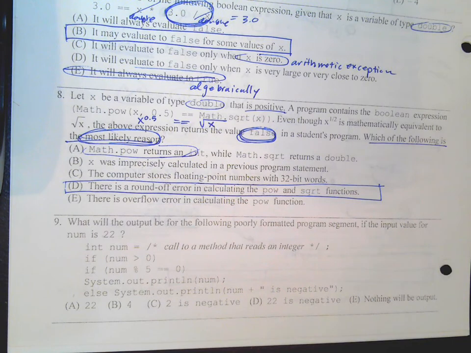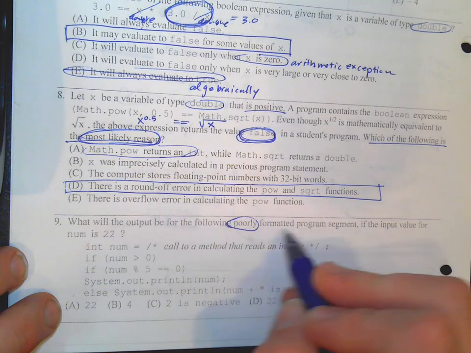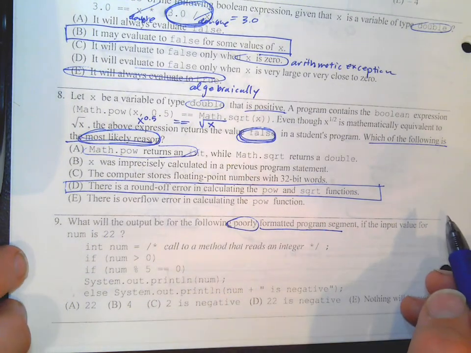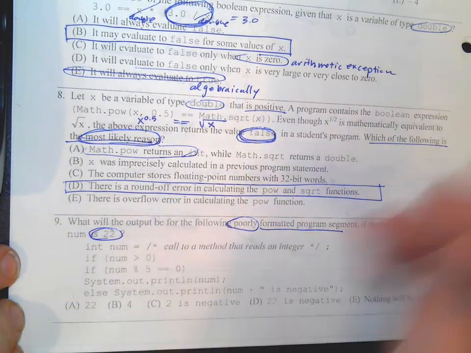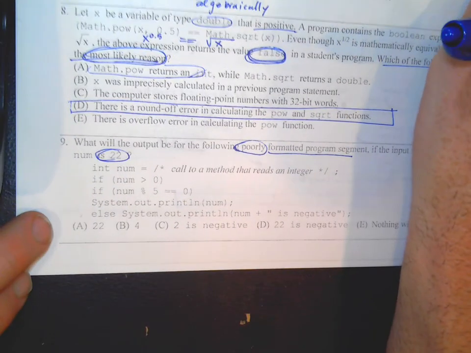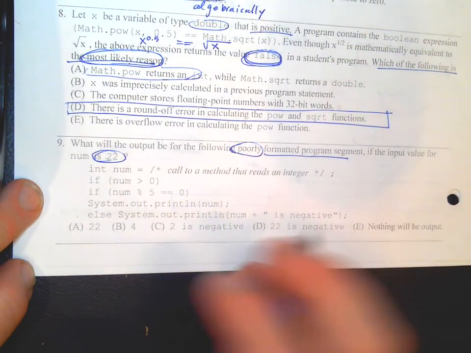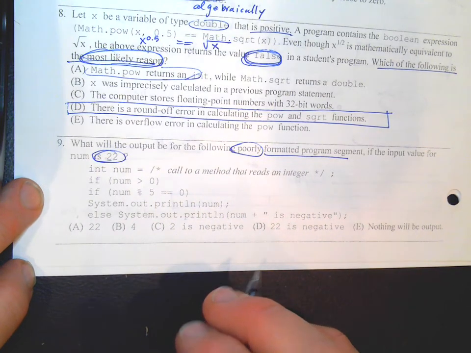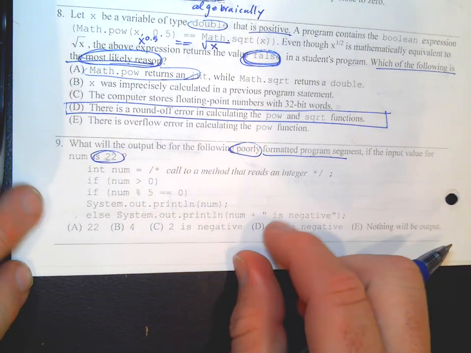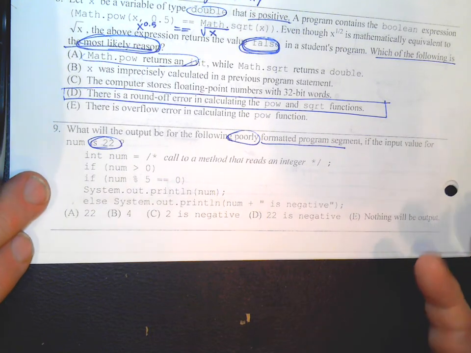So let's see, number 9 says, what will the output be for the following poorly formatted program segment if the input value is 22? So they're saying if you put 22, what's it going to be? Now, it says poorly formatted, meaning that maybe it's just hard to read, even though syntax-wise, it works.